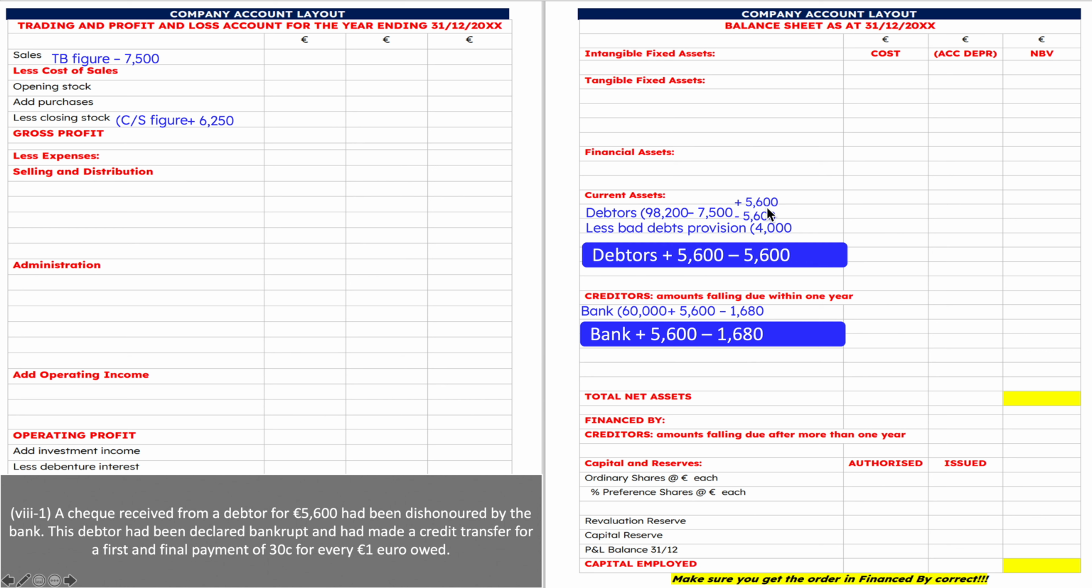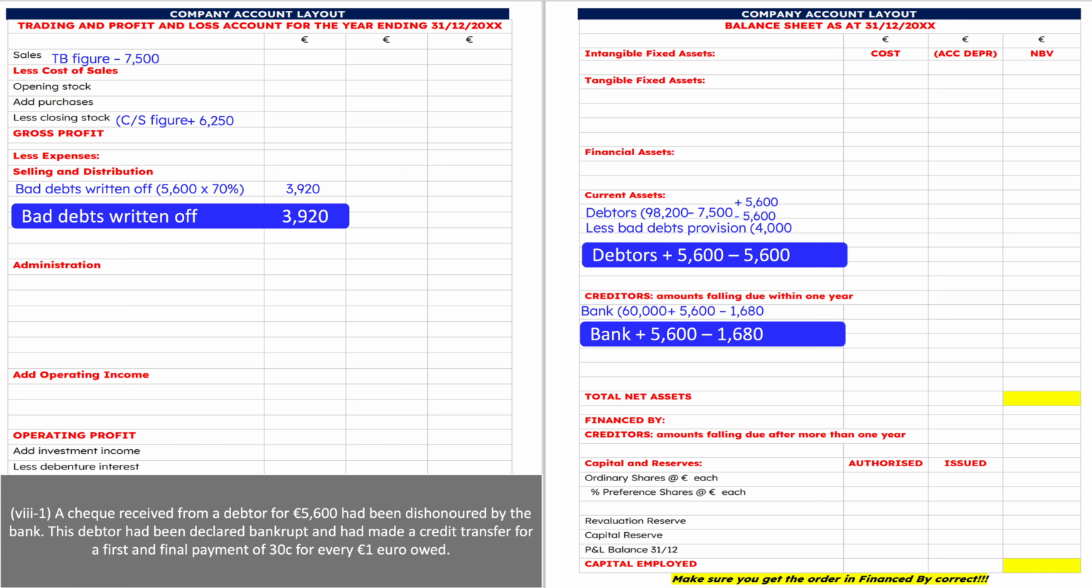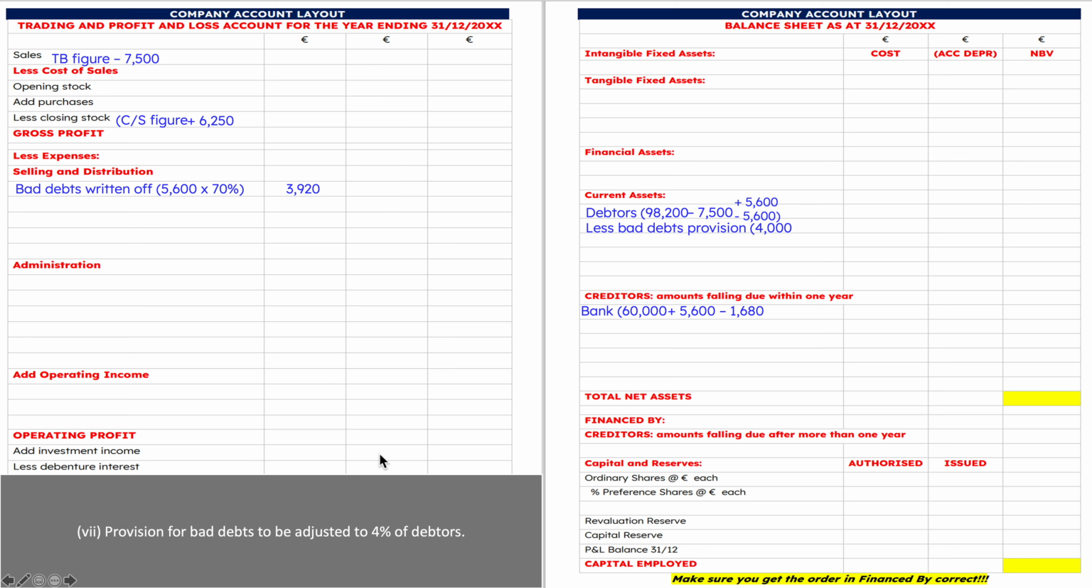Now I have to show my 5,600 having to be added to the debtor because of the dishonoured cheque. But then we have to minus 5,680, which is 1680 received into the bank, but the other 70 cent in the euro being written off as a bad debt. So bad debt written off, 5,600 by 70, that's 3,920. So altogether, we've got debits and credits completely equalling. That was a tough one that year, I feel.